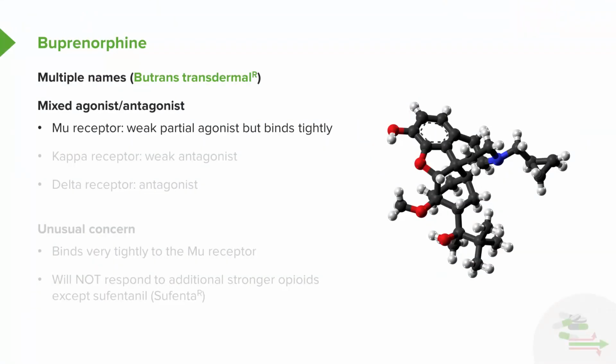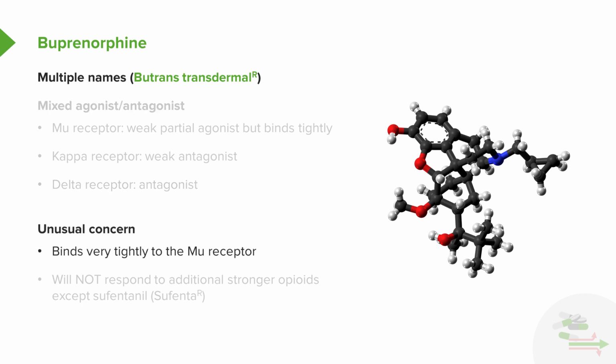Going on, in terms of its activity at different receptor sites, at the mu receptor, it's a weak partial agonist. Remember that it binds very tightly, so it will stay bound to that receptor for a long time. In terms of the kappa receptor, it's a weak agonist, and in terms of the delta receptor, it's an antagonist. Now, we do have an unusual concern about this medication. Because it binds very tightly to the mu receptor, it will not respond to additional stronger opioids except for sufentanil or Sufenta.